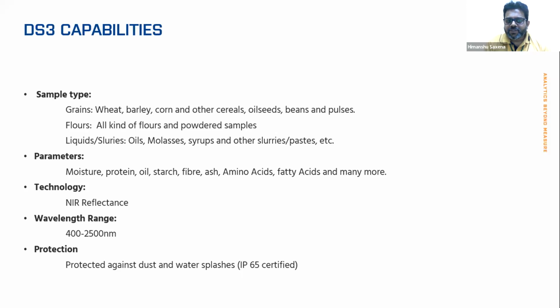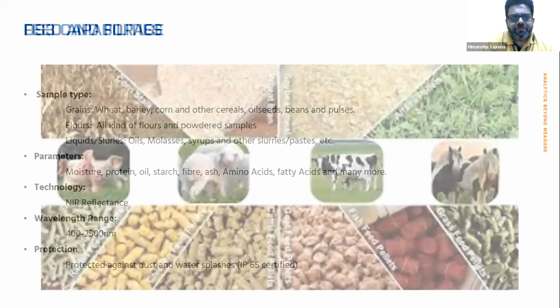This is based on reflectance, and it covers the 400 to 2500 nanometer full range, the NIR as well as the visible range, because this can additionally also do color. And it's an IP65 approved instrument, which makes it suitable for use in harsh industrial environments.